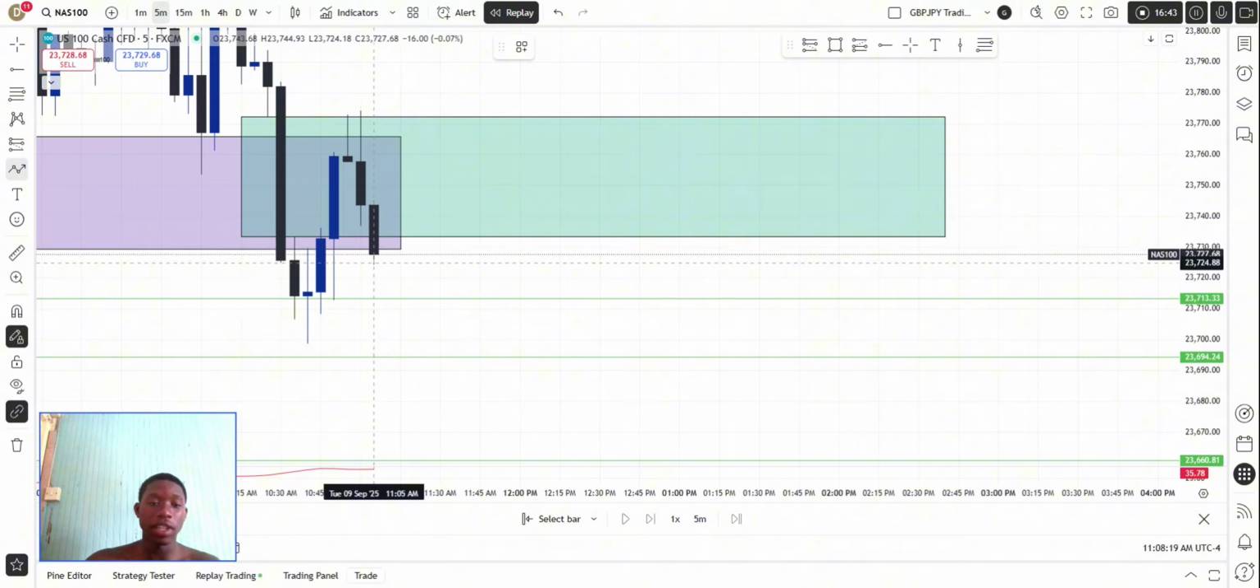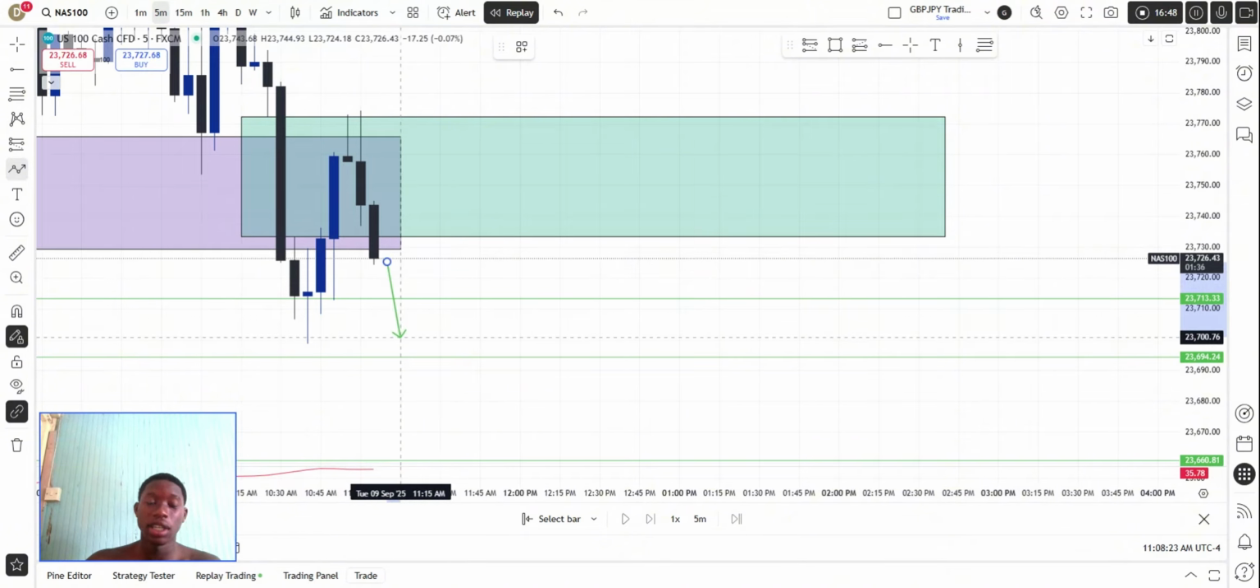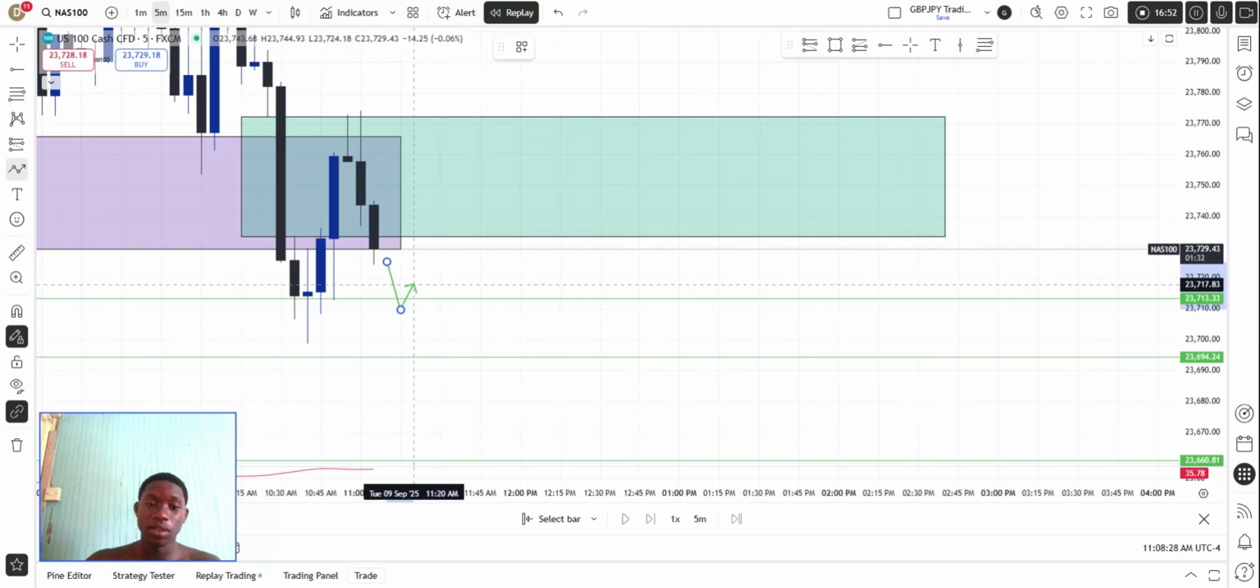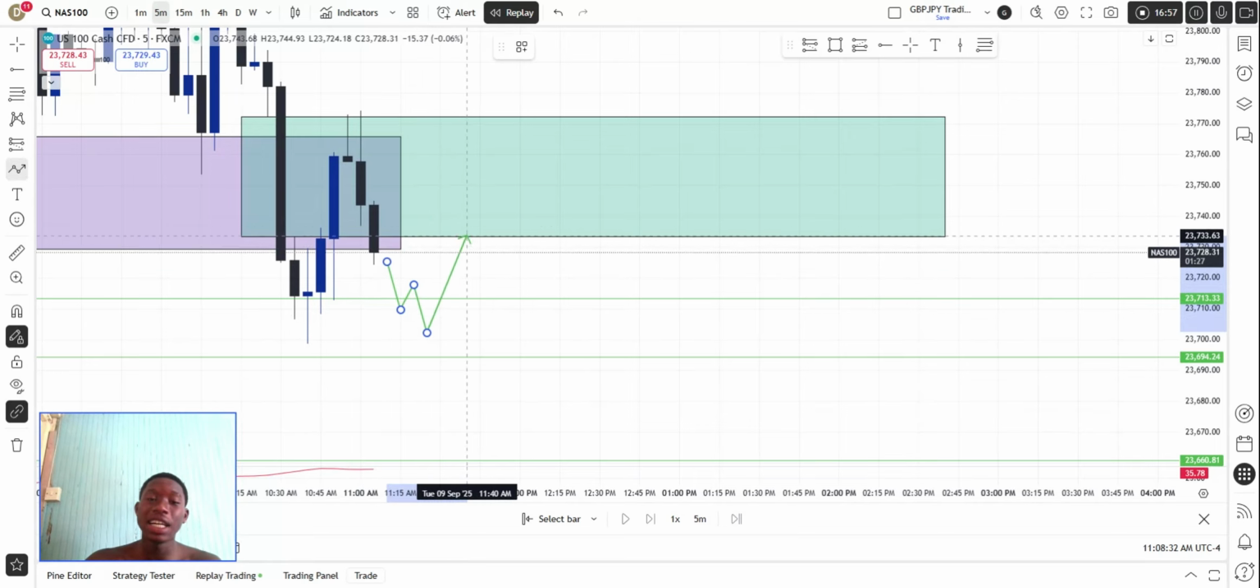So let's say hypothetically, price went below that, right? Let's say price was going down, then price goes below that, then price comes on top of there.